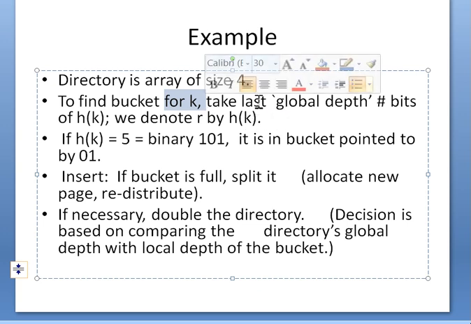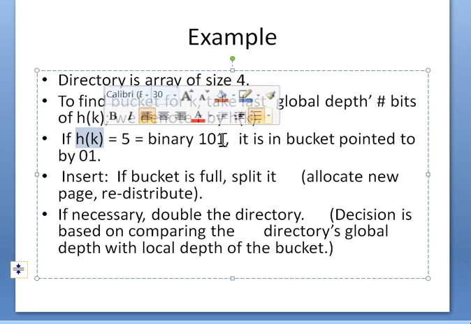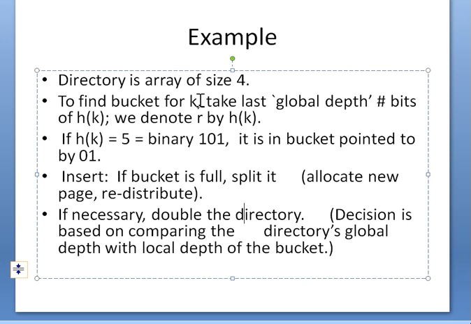Now to find the bucket for search key k, what should I do? I should take the global depth number of bits of h of k. What is h of k? The hash function. What is the hash function I am taking in this? I am taking the binary bits of my search key.